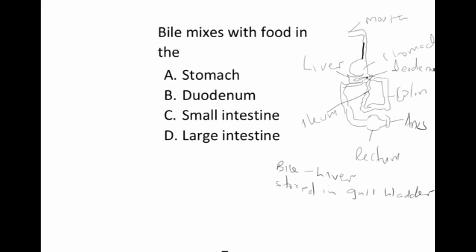It is called the duodenum. It is the part whereby the bile juice from the liver mixes with the food. So it mixes the food in the duodenum, the first part of the small intestine.